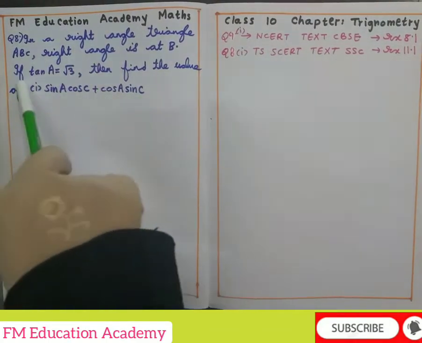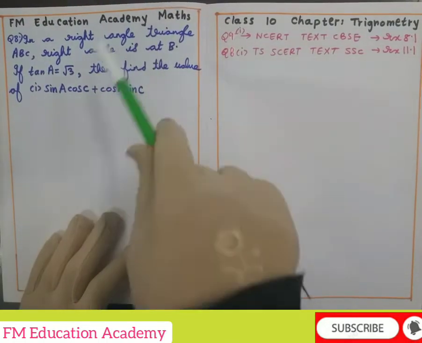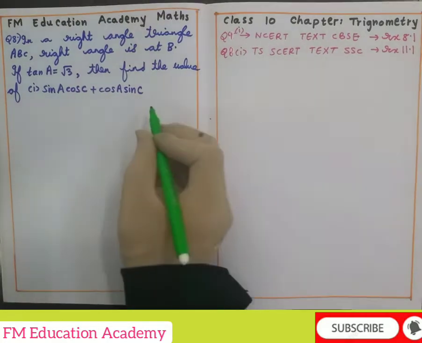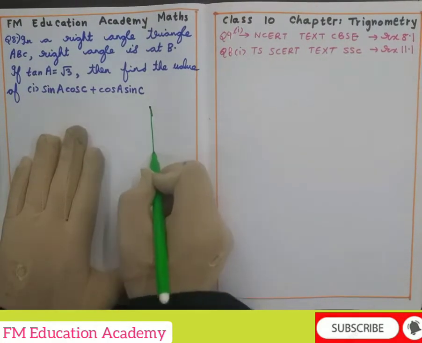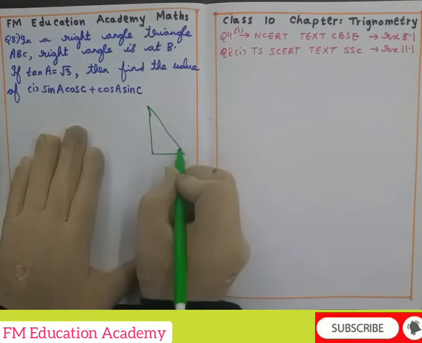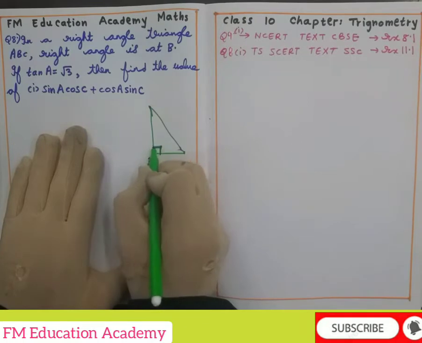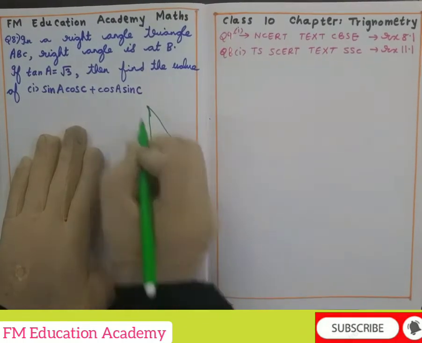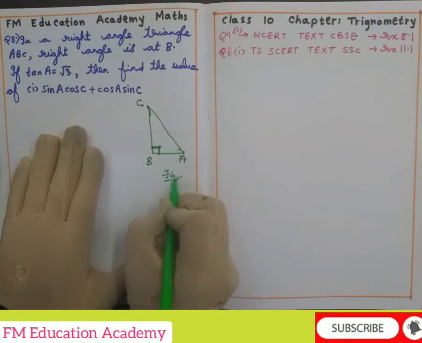The given condition is tan A is equal to root 3, and it is telling us there is a right angle triangle which is right angled at B. So we will draw a right angle triangle. It is telling me that it is right angled at B, means this is my right angle which is 90 degrees. Let us consider this is A and this is C. This is my right angle triangle ABC figure.